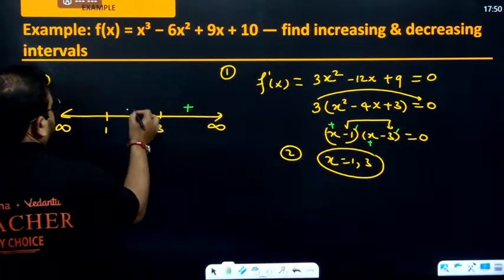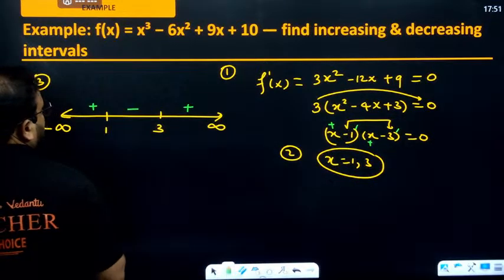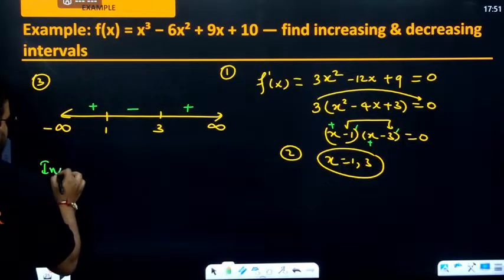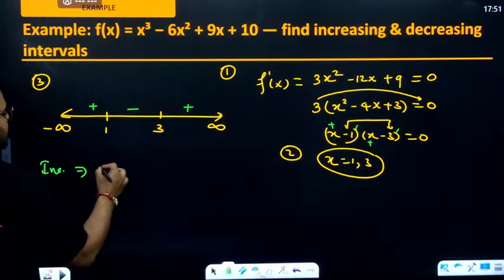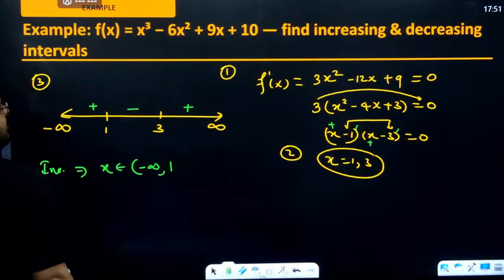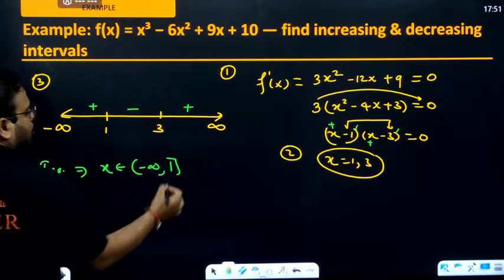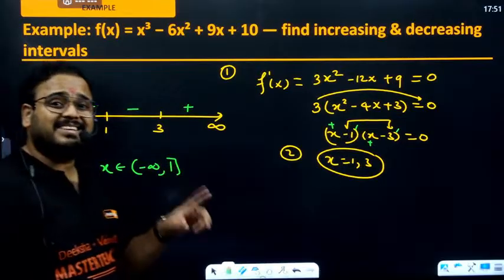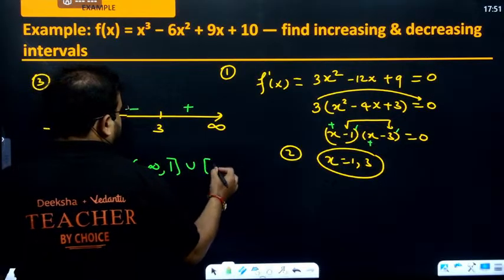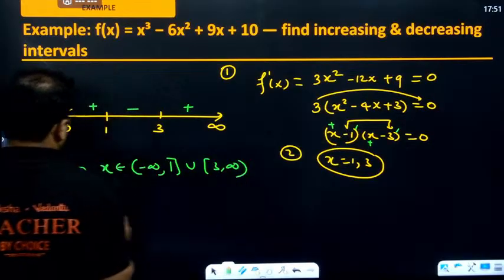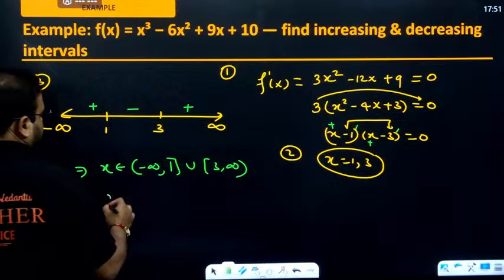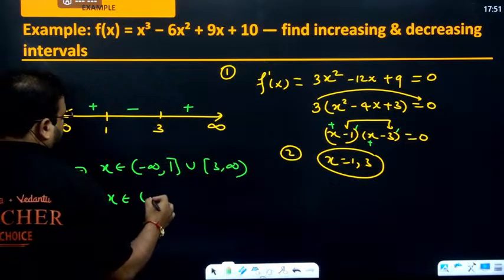So we'll go sign change, plus minus plus. Positive represents your increasing part, so let's write this. Increasing, which interval? When x belongs to the interval minus infinity to 1, I want increasing, so I can keep this closed. If I wanted strictly increasing, I'll have to keep it open. Union 3 to infinity.